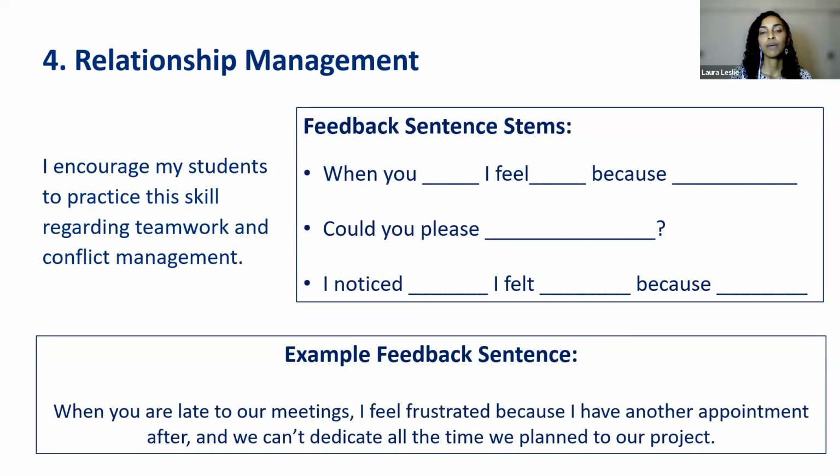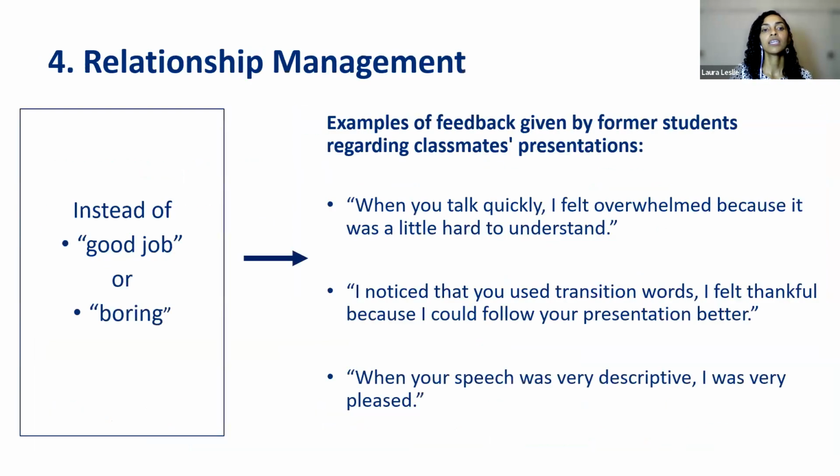So an example of feedback using this structure: when you are late to our meetings, I feel frustrated because I have another appointment after, and we can't dedicate all the time we planned to our project. Could you please try to be on time? In class, I like to have students practice the first part of the structure by giving classmates feedback on presentations. So instead of just saying good job or boring, I want them to focus on something specific and then communicate a feeling. Here are some example feedback sentences from some of my former students.